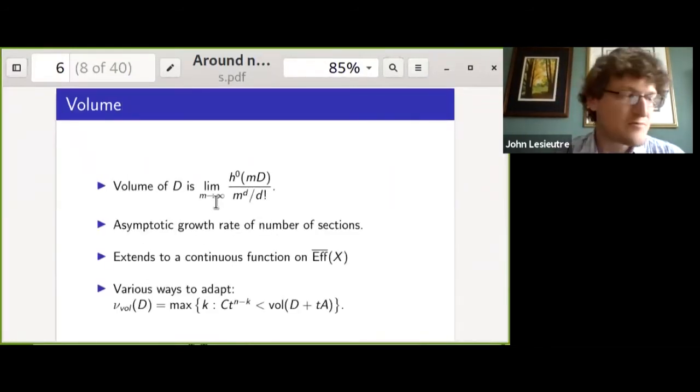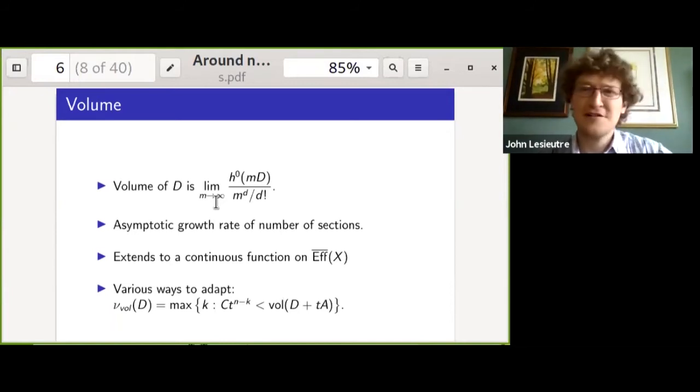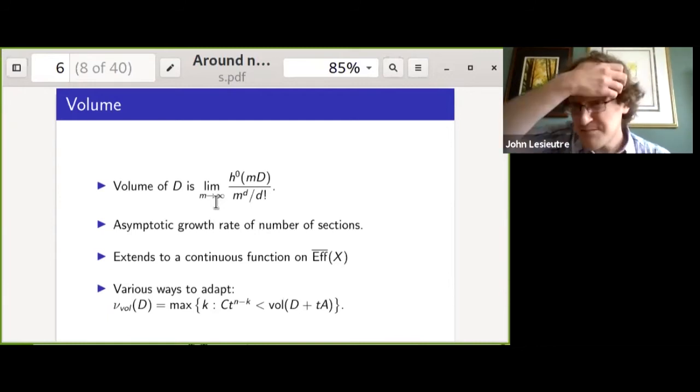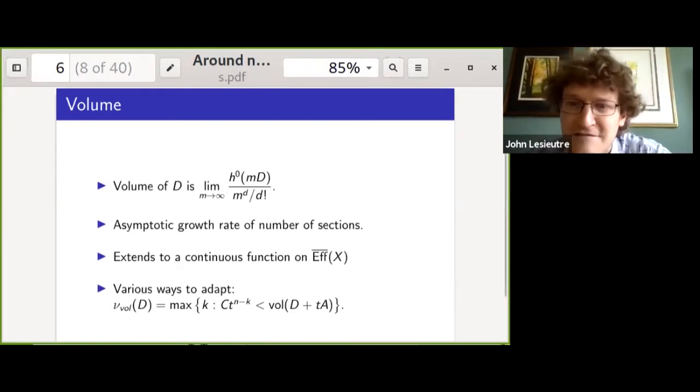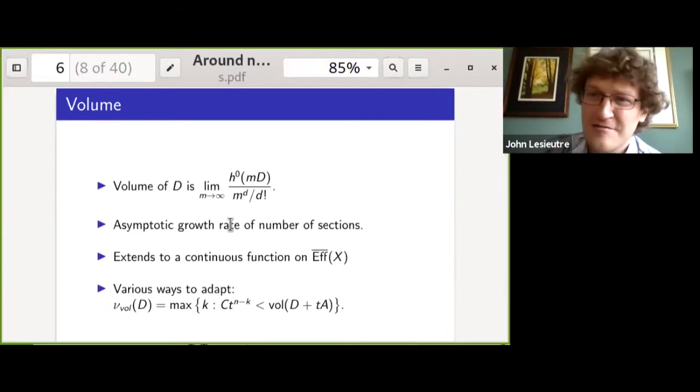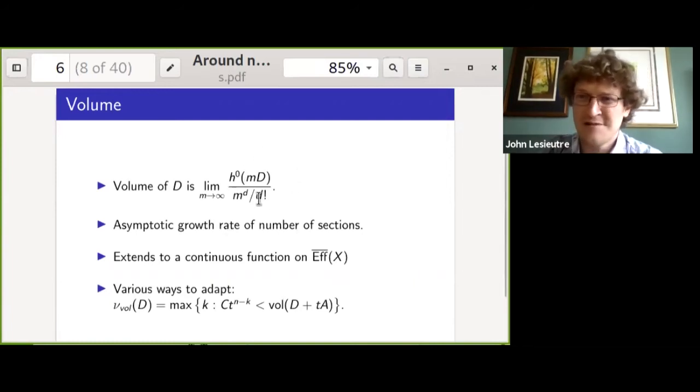All right, so maybe a reminder for many of you, but what's the volume of a divisor? Imagine you have a divisor and you want to quantify how fast the number of sections of MD grows. Well, it grows at most like m to the power of the dimension, where d here is the dimension of your variety. The volume is essentially just the leading coefficient on that growth. So if you have a divisor that's big, meaning h0 of md grows like m to the dimension of x, then the volume is the coefficient on the m to the d term, normalized by a d factorial just to make O of 1 have volume 1.